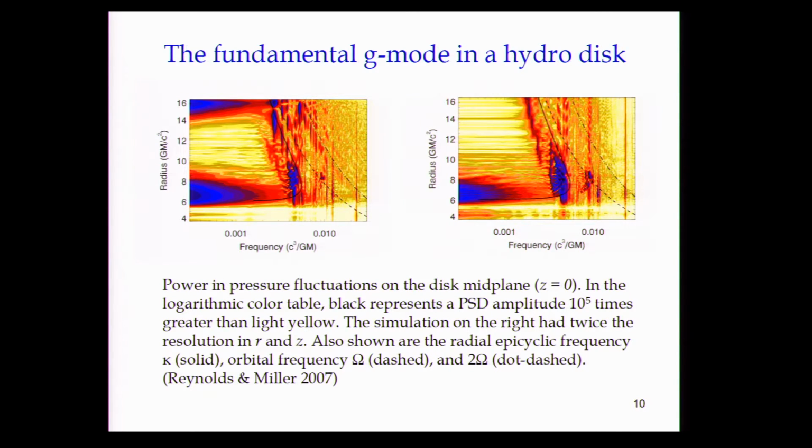So here's what Reynolds and Miller found in 2007 in the pure hydro and hydroviscous case. You show the power and pressure fluctuations. Blue is the maximum power. Here's the radial epicyclic frequency. Here's the G mode trapped below that. This spacing is due to the speed of sound. It agrees with their calculations. It's just two different resolutions. So it has been seen in hydro, but not in MHD. We'll come to that later.